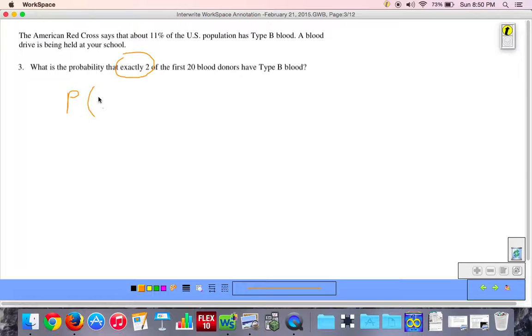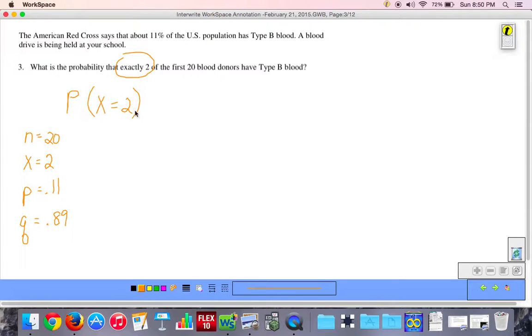The probability of x equal to 2. And let's define some of the variables we're going to have in this equation. First of all, n is 20. That's the total number of blood donors. X, the number of successes, or the number of blood donors with type B blood, would be 2. P, the probability of a success, is 0.11. And Q, the probability of a failure, is 0.89.